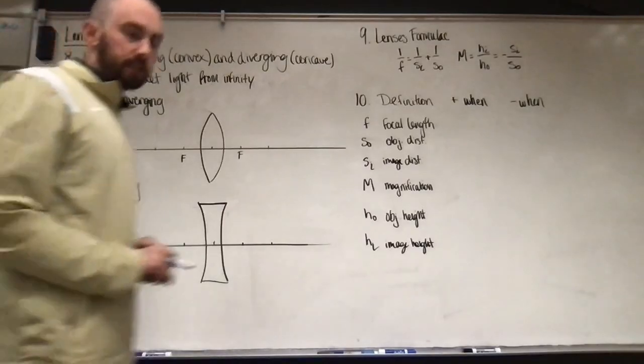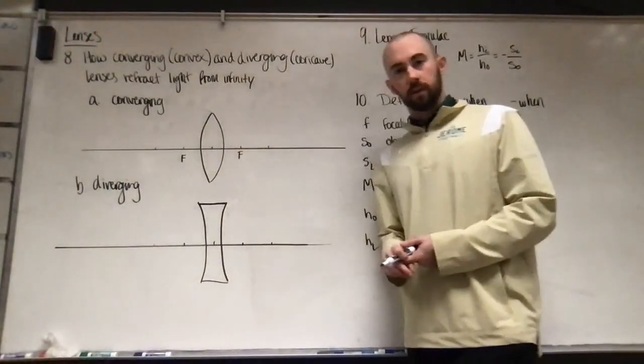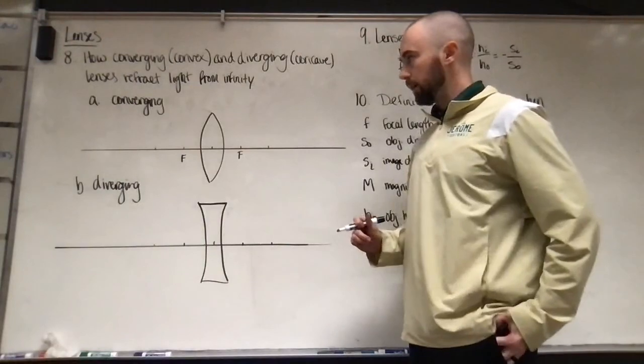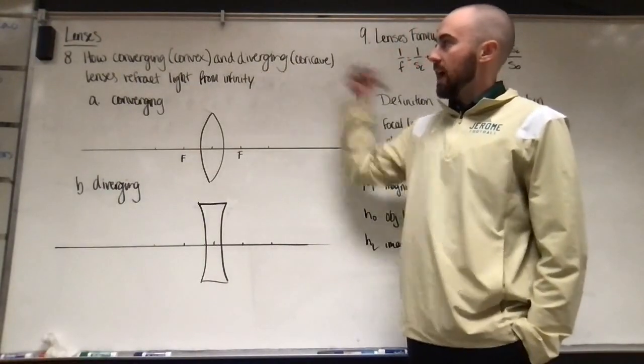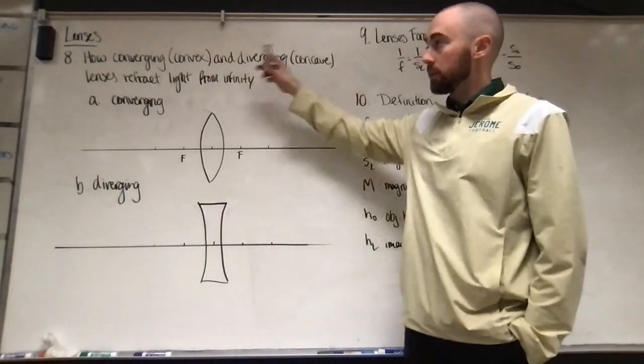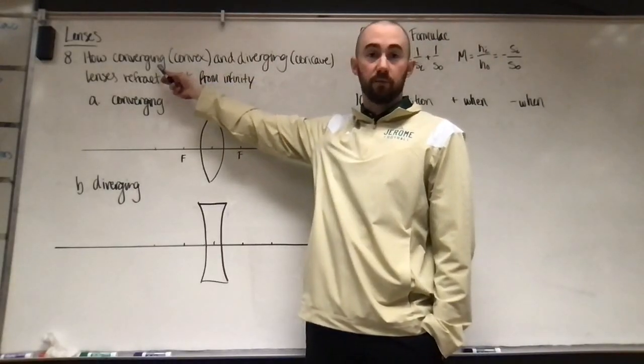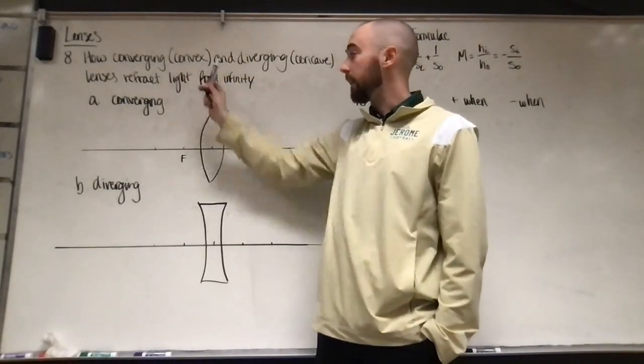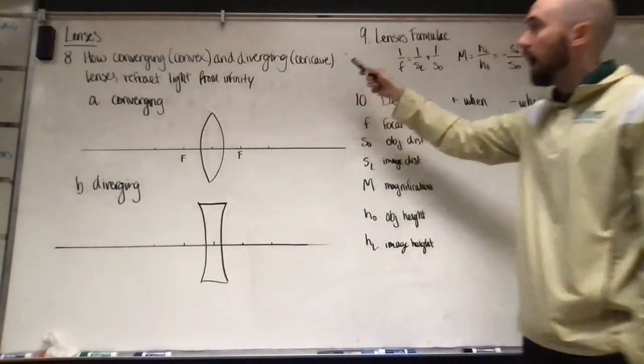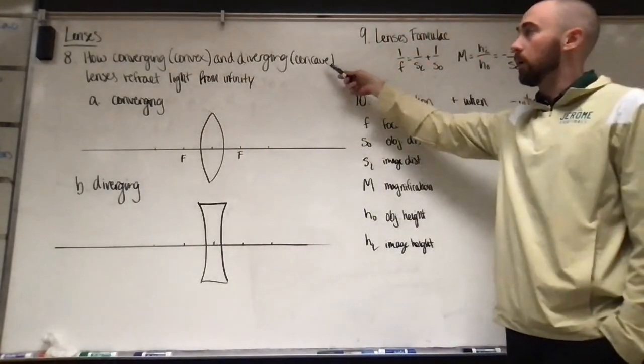All right, moving on to lenses. It's pretty similar to mirrors, except opposite. You'll see how that works in a couple ways. First off, we're going to look at how converging, which, notice before with mirrors, converging was concave, but for lenses, converging is convex. We'll see why that is in just a second. And then diverging are your concave lenses.